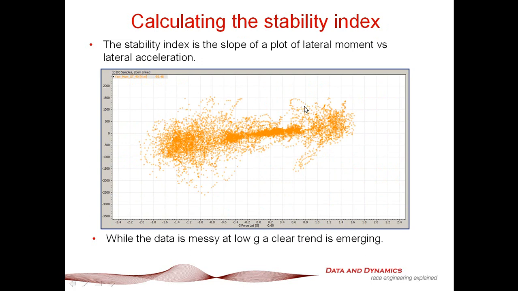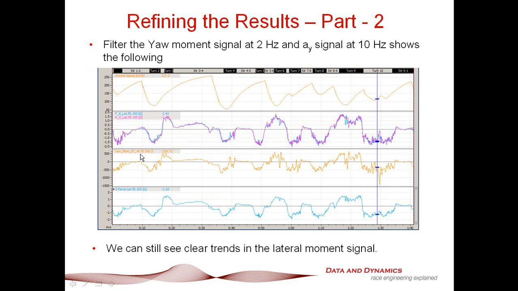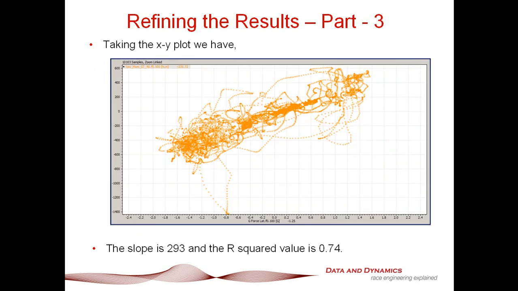looking at in here. Once we filtered that, we could definitely start to see a straight line emerge. And when we filtered at 2 Hertz, what we found is that we could definitely still see the variation in the yaw moment, which had definitely taken that edge off. And once we did the XY plot, all of a sudden we're seeing a very, very clear and distinct straight line. And that straight line, ladies and gentlemen, is the stability index.